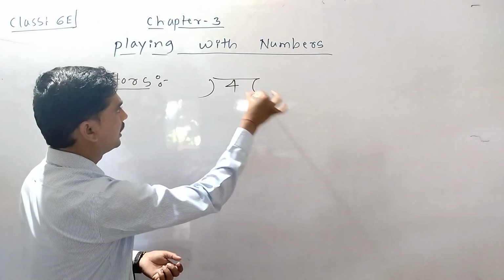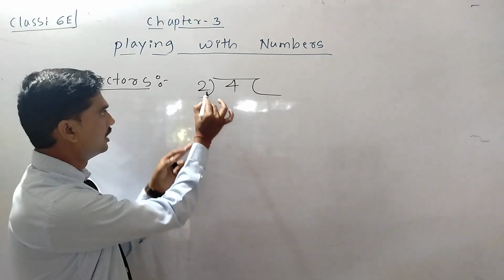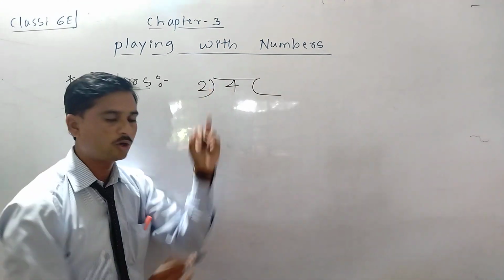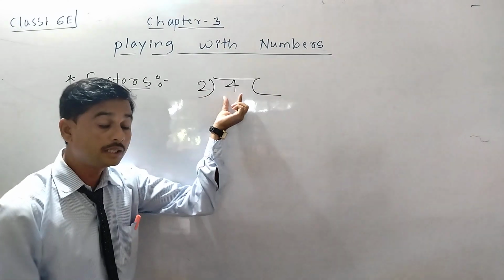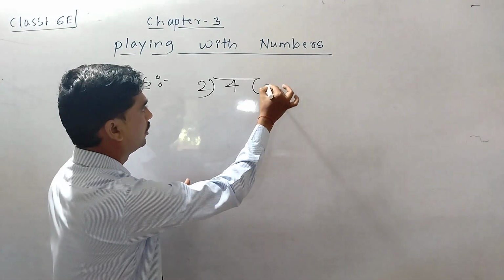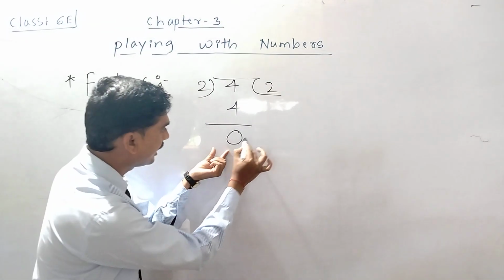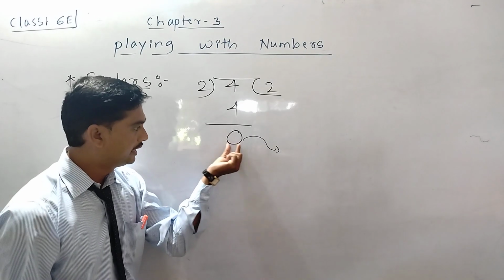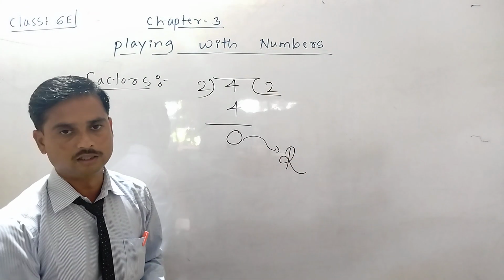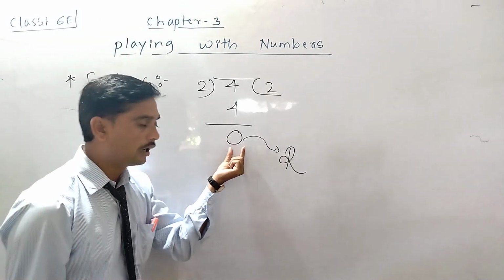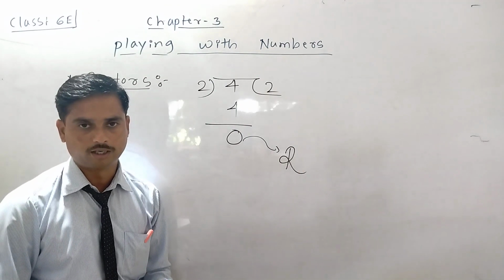Then 2 is completely divisible by 4. You have to think about it. Does 2's table have 4 or not? Yes, 2's table has 4. 2's 4. Then the remainder is 0. What is the name of 0? It is called the remainder. We want the remainder to be 0, which means the number is completely divided.